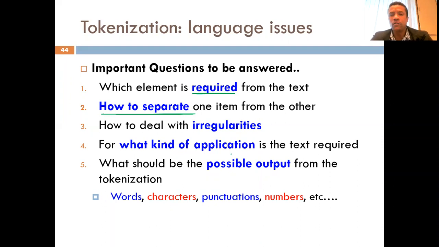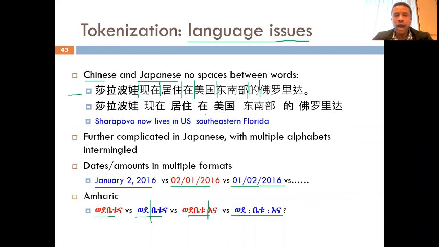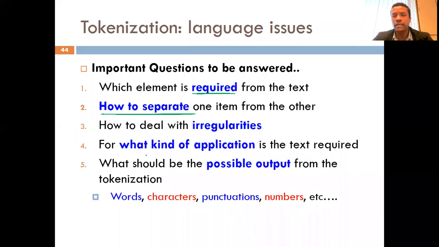For example, here, if you are interested in numbers, then how are you going to identify numbers from this, and from this? Mind you, it can also be with a hyphen. So the next thing that you need to answer is how to separate from the other part.